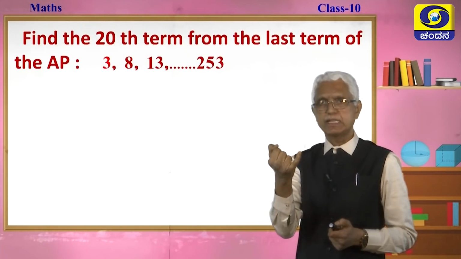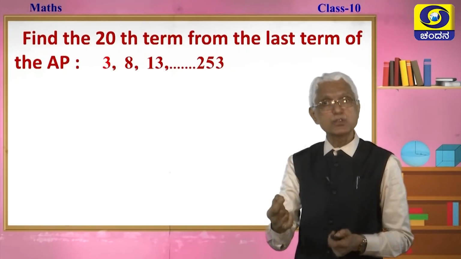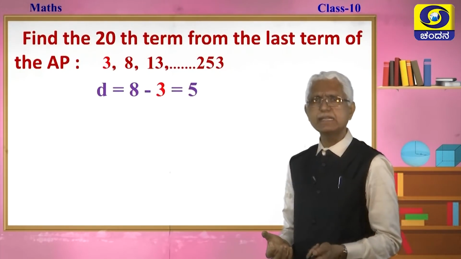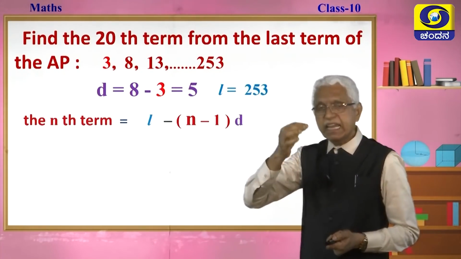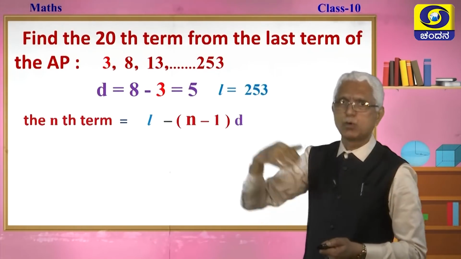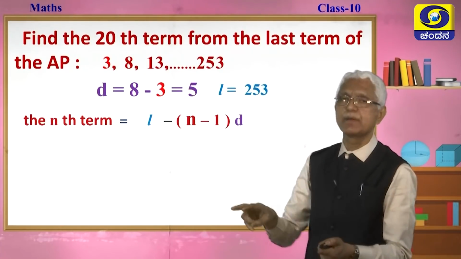So, you know what is L, you know what is d. Now, which is the formula that we are using? You all know by now, right? L is equal to 253. Sabash. Any term from the last term. You want the nth term from the last term, right? It is L minus (n minus 1) into d.